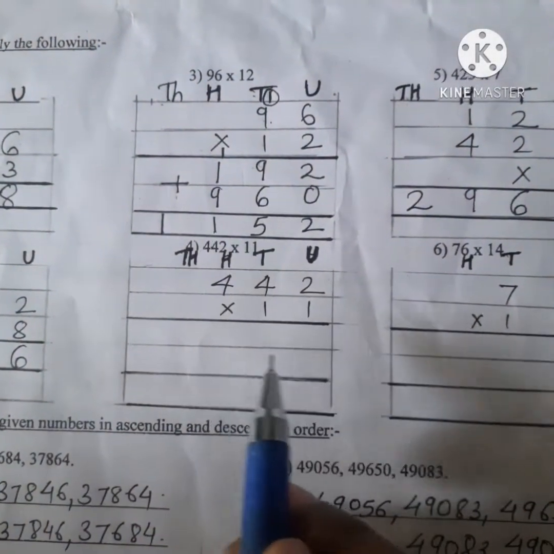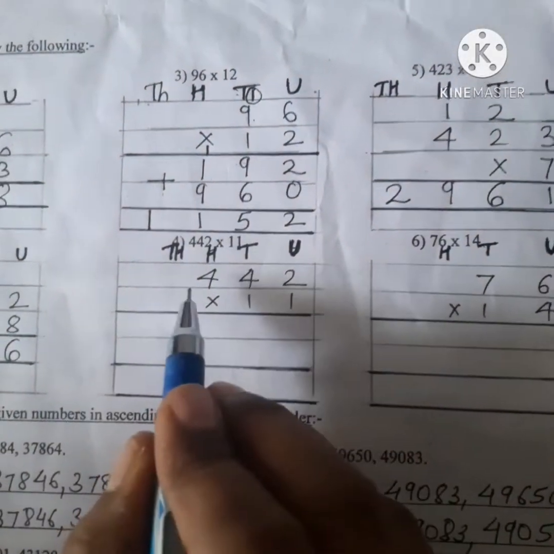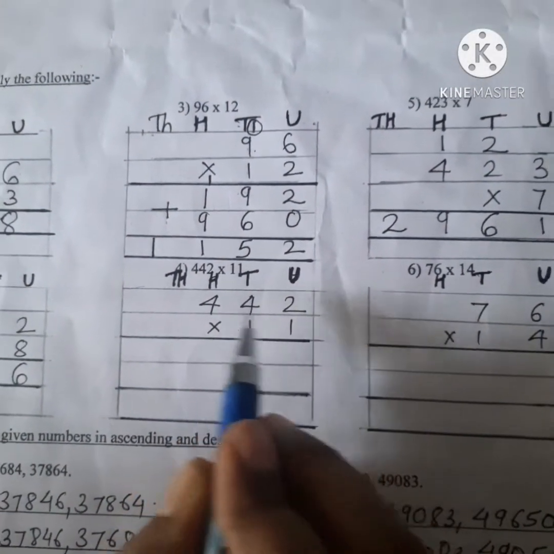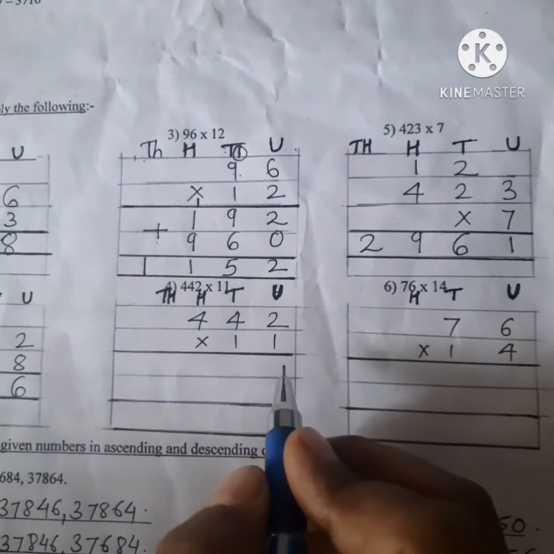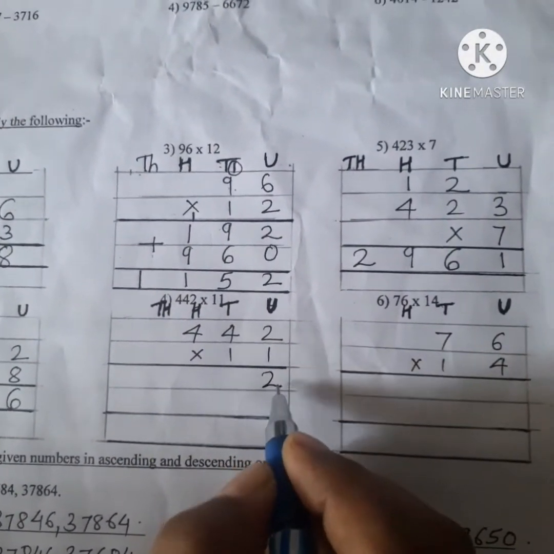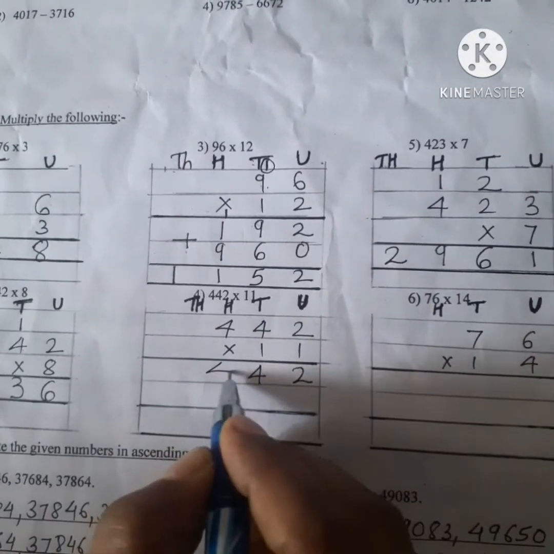Now, question number 4. 3 digit with 2 digit. Okay. Now let's start. Write 442 multiplied by 11. 3 digit with 2 digit. Unit, tens, 100, 1000. Then you will start. 1 2s are 2. Again 1 4s are 4. Again 1 4s are 4.